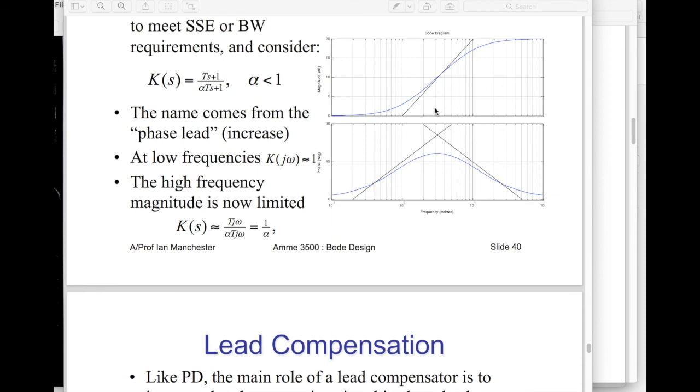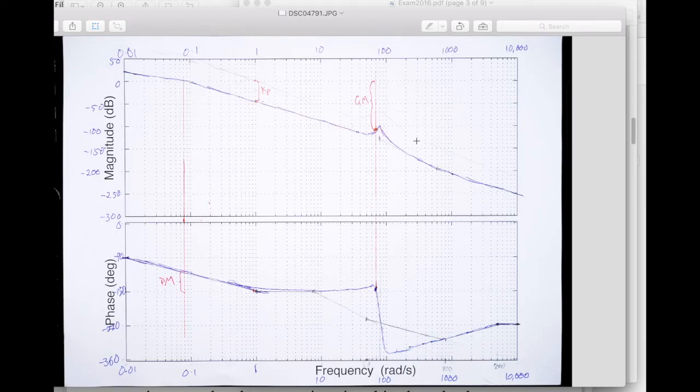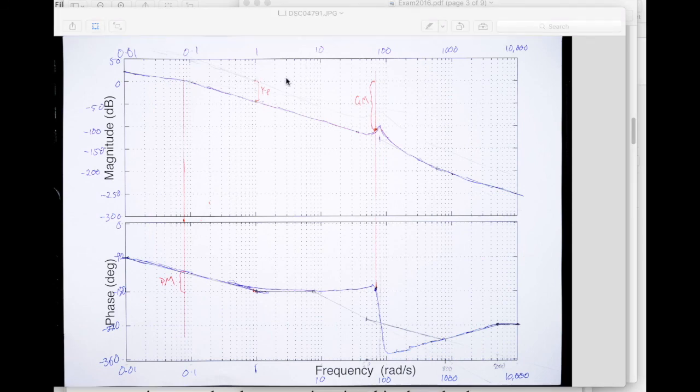Okay, so how do I use that in my Bode sketch? I look at this and I say, okay, here was my new crossover frequency, where I boosted it to using just my gain KP. Now my lead controller is also going to boost the magnitude as well, and it's going to push the crossover frequency a little bit further.